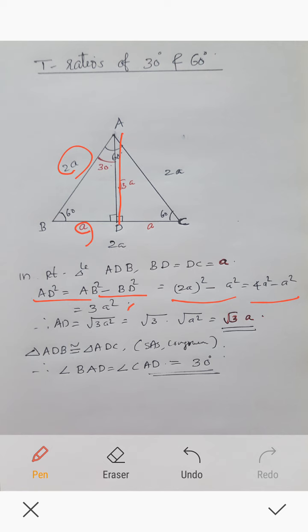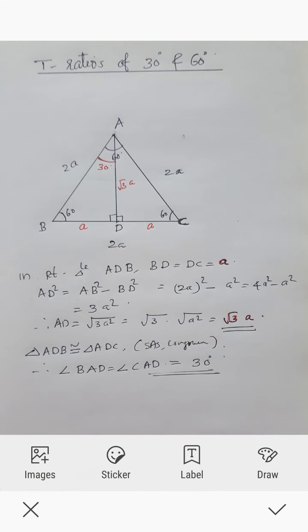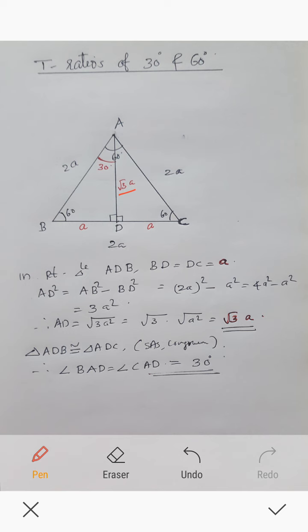So AD equals root of 3a square, which means root 3 into root a square. Root 3 is root 3 only, root a square is a. So the length of AD we got as root 3 a. Okay.